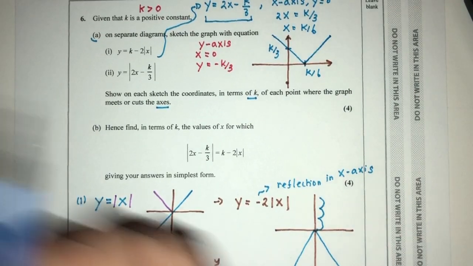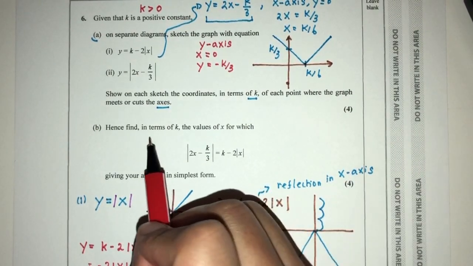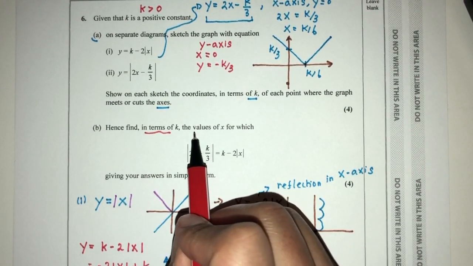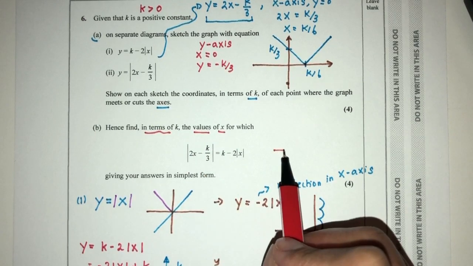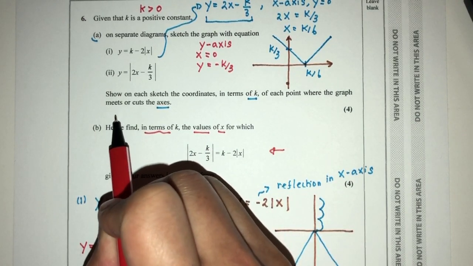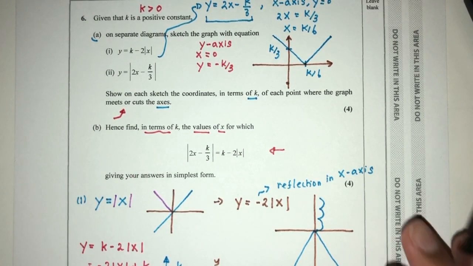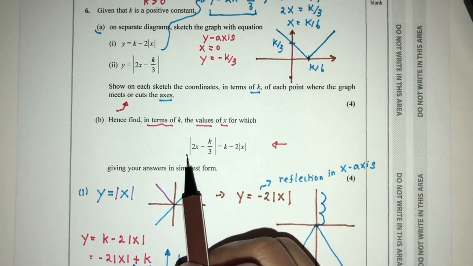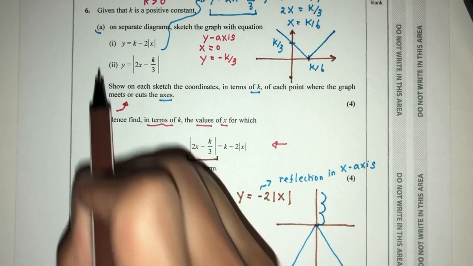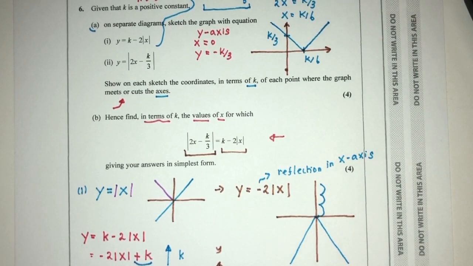Now for question part B, hence find in terms of k the values of x for which we have this. Now again, hence means using your answers from part A. If you observe, we can use the graph, because this is the graph we have drawn from here, and this is the graph we have drawn from here. So let me find a new page here so that we can show this.